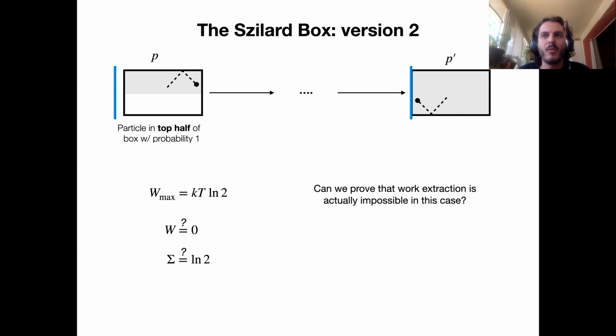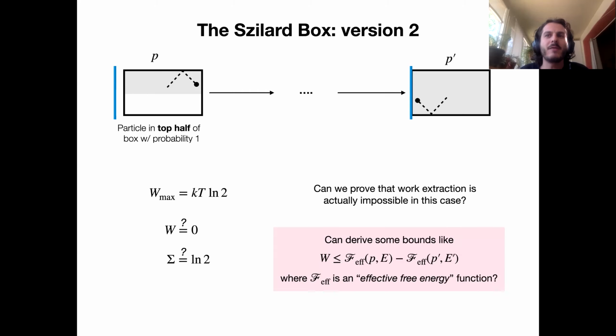And more generally, can we formally derive some kind of bound on the amount of work we can extract, which is stated in terms of the drop of some kind of effective free energy? So not the full non-equilibrium free energy that I talked about in the previous slide, but some kind of smaller quantity that says, given the constraints that we're faced with, this is how well you can do.